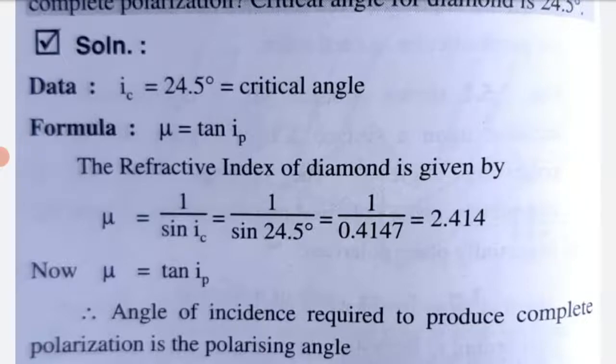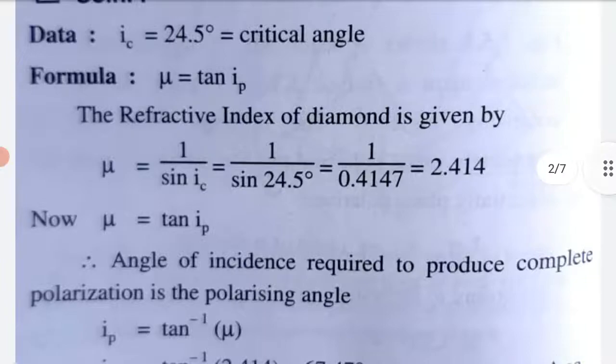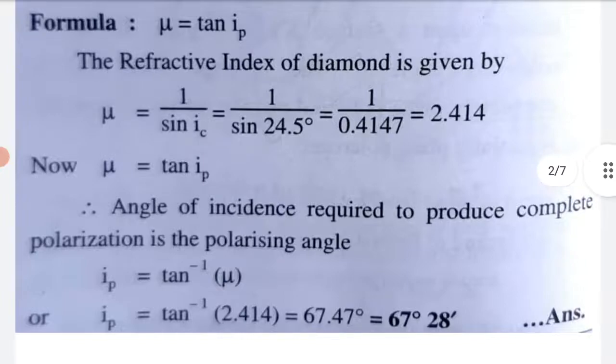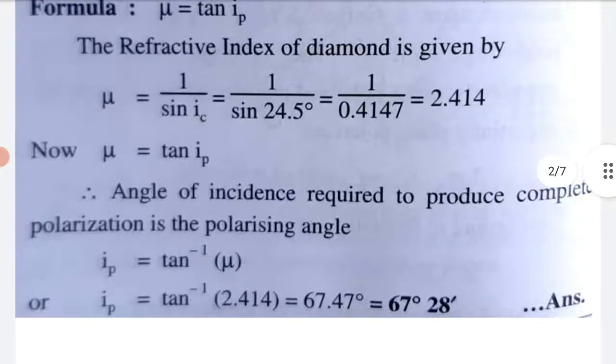Then mu is equal to tan IP. The refractive index of diamond is given by mu is equal to 1 upon sine of the critical angle, which is 1 upon sine 24.5 degrees, which is 1 upon 0.4147, which is equal to 2.414. Therefore, mu is equal to tan IP.